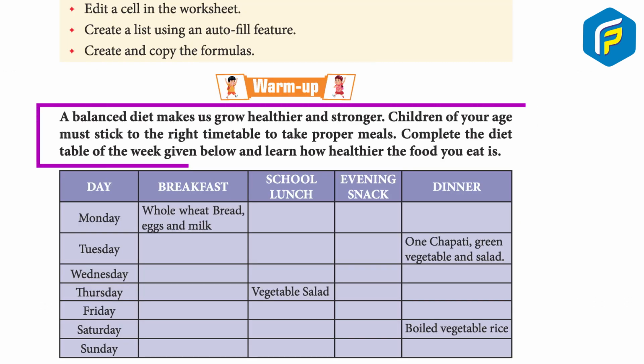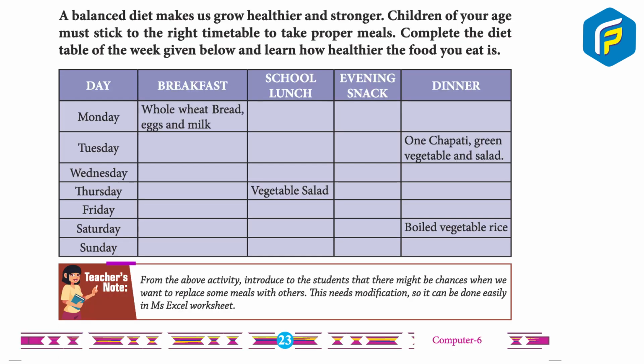Warm up. A balanced diet makes us grow healthier and stronger. Children of your age must stick to the right timetable to take proper meals. Complete the diet table of the week given below and learn how healthier the food you eat is. Teachers, note: from the above activity, introduce to the students that there might be chances when we want to replace some meals with others. This needs modification, so it can be done easily in MS Excel worksheet.